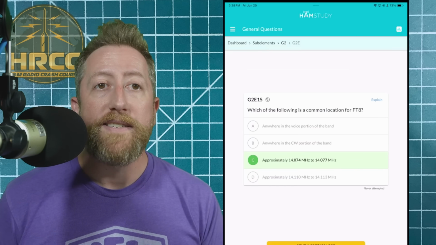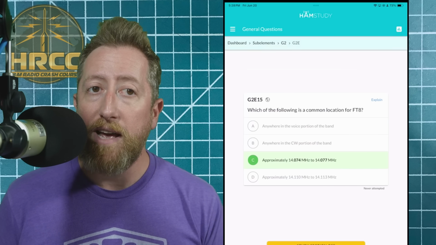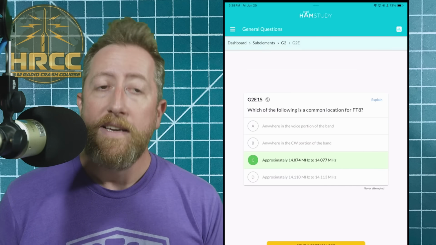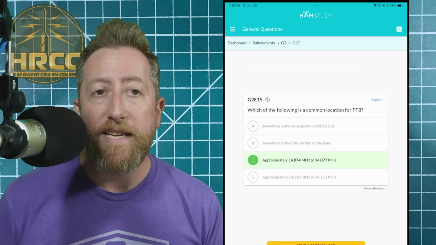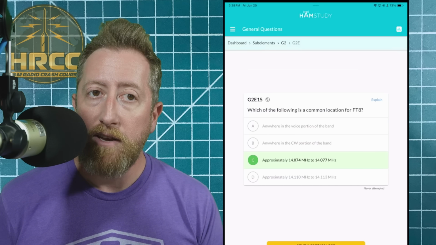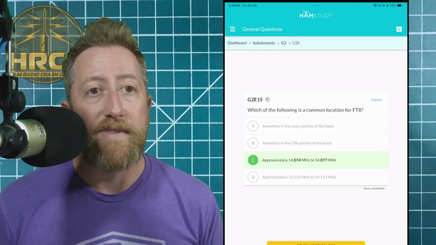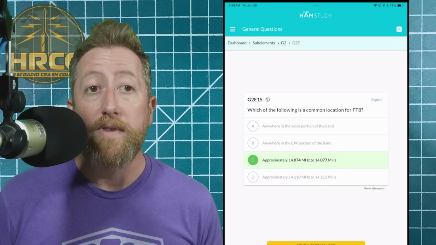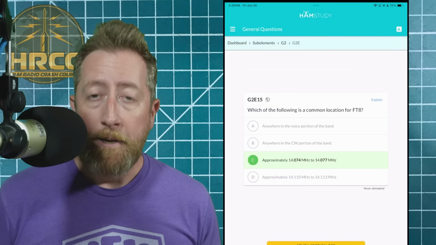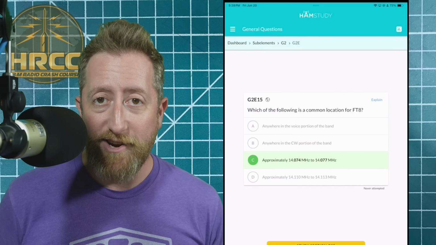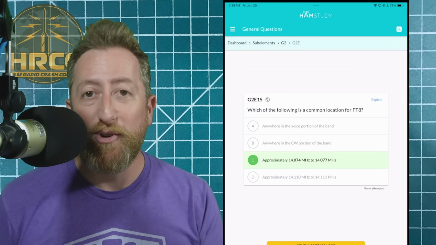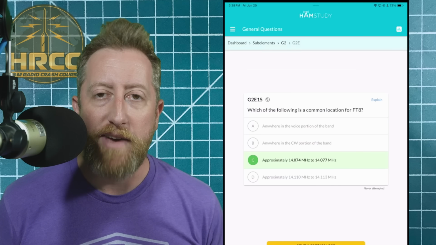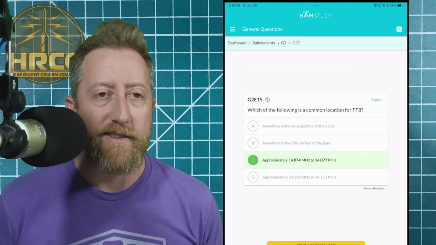15, which of the following is a common location for FT8? It's C, approximately 14.074 megahertz or 14.077 megahertz. You will find the most activity on 14.074 megahertz for FT8. If you don't know your radio is working correctly, tune it to 14.074. It almost doesn't matter what mode of operation you're in. You will hear signals. And there you go.